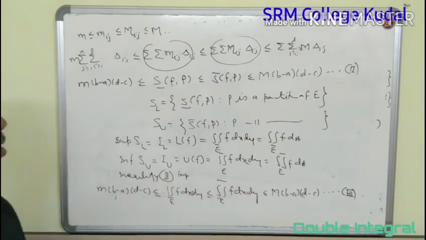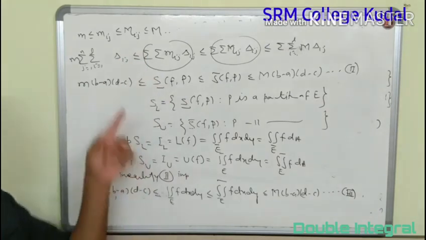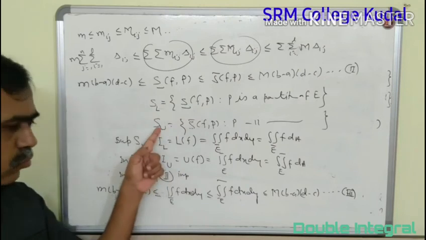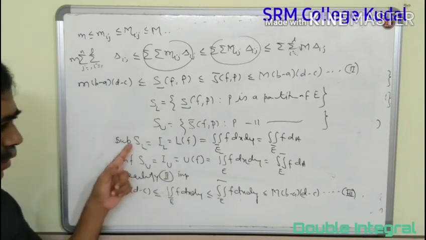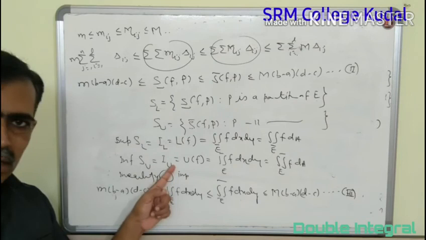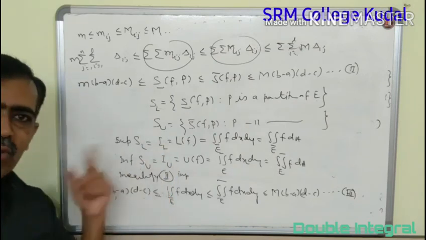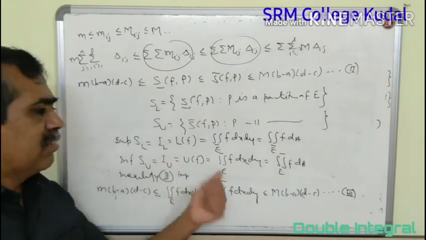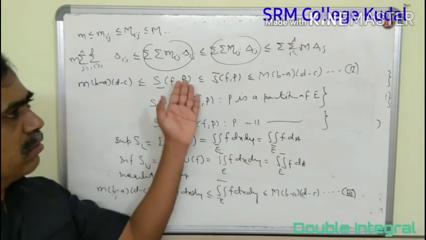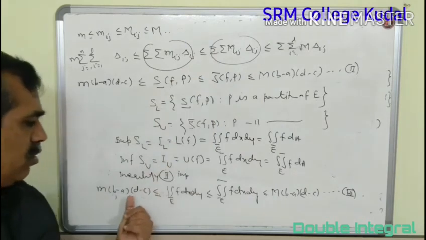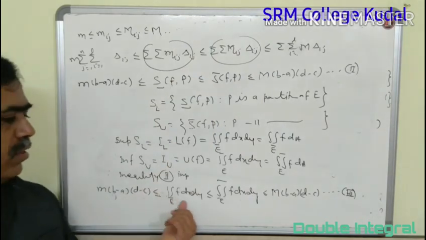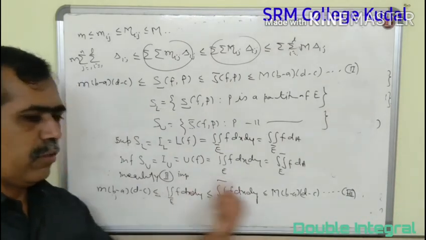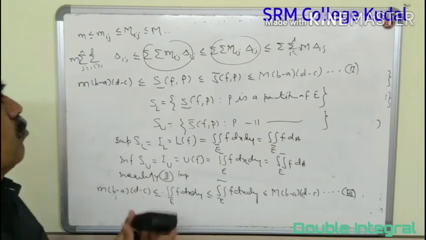Is it clear to everybody? So what I did is I have defined the largest lower sum and the smallest upper sum, and then the largest lower sum as the lower double integral, and the smallest upper sum as the upper double integral. Using this inequality 2, what I have written is this. So the lower double integral and upper double integral lie between these two numbers. Now come to the last part.